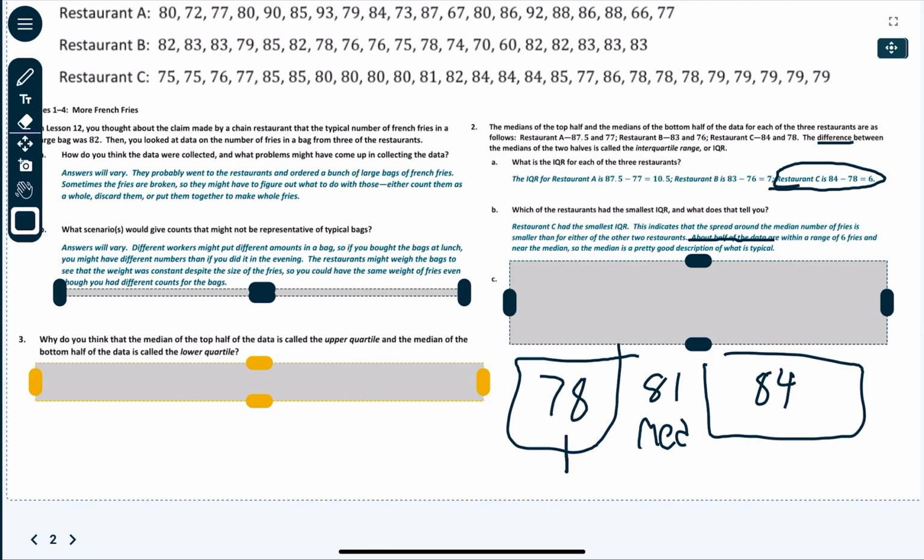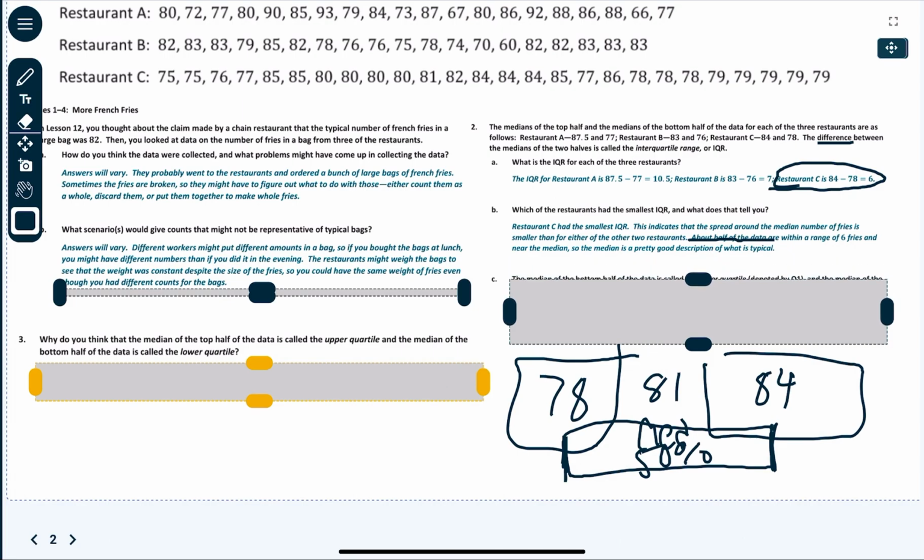And what they're saying is, if we take this number, the 78, and this number, the 84, this right here is about 50%. Okay? And the range is only 6. From 84 to 78, it's only 6 fries. So about half of the data, or 50% of the data, is within 6 fries. Okay? So that would mean that the median is a pretty good description of what is typical.